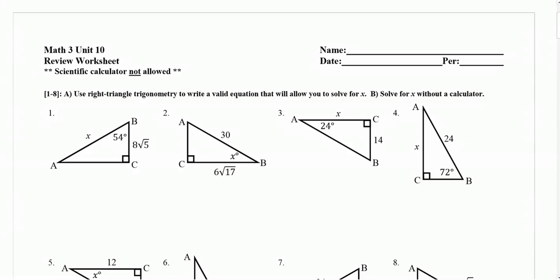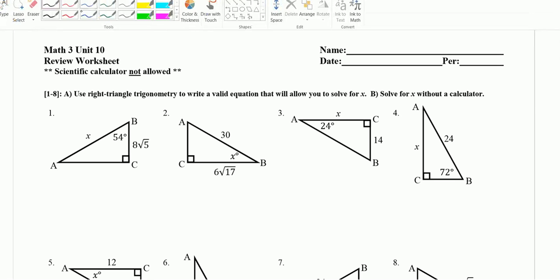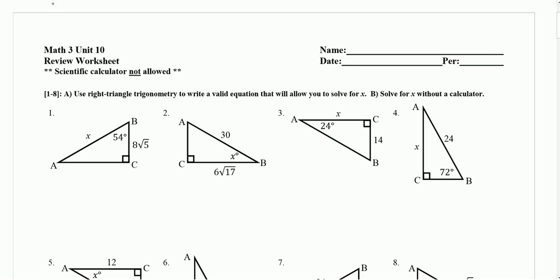This is the Math 3, Unit 10 review worksheet, and I'm going to work through the odd problems. So part A says use right triangle trigonometry to write a valid equation that will allow you to solve for x. And then solve for x without a calculator.